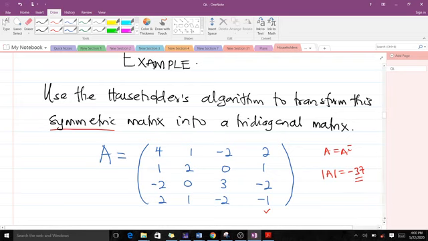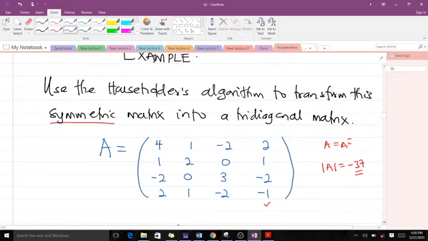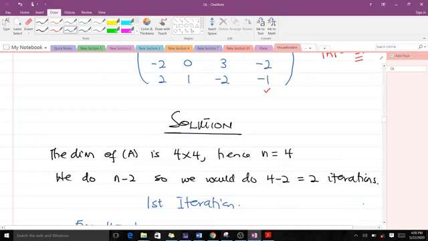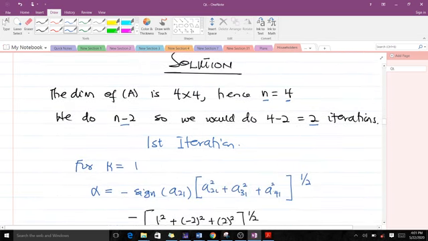From the algorithm, you realize that this is a 4x4 matrix, and as a result, our dimension n is equal to 4. That means in this question we are supposed to do n-2 iterations, and n is 4, so we are going to do 2 iterations. With the first iteration, our k is equal to 1. So when k is equal to 1, this is the value for our alpha.